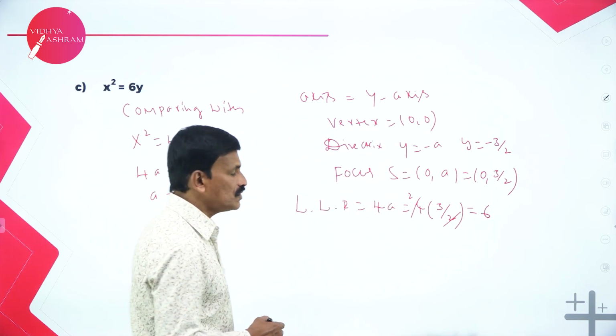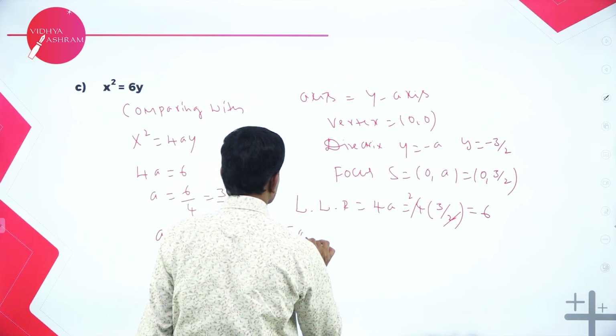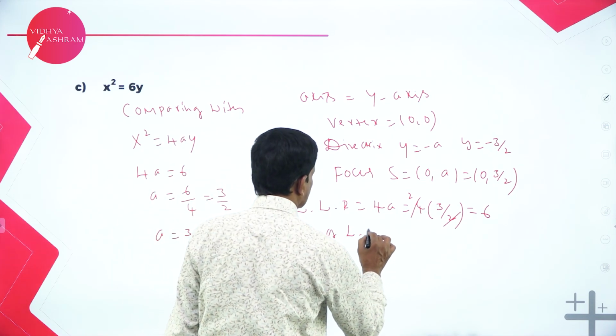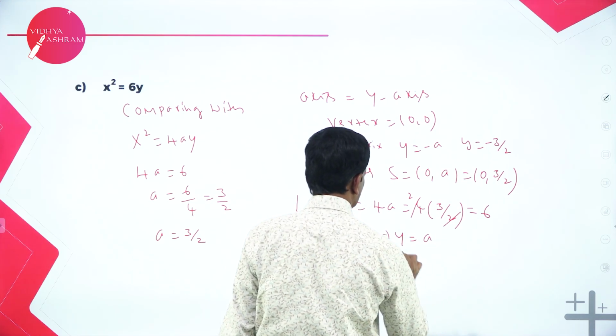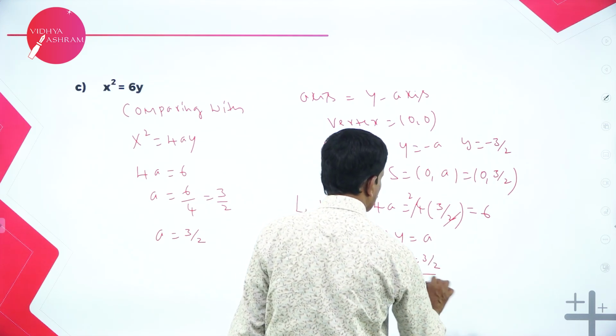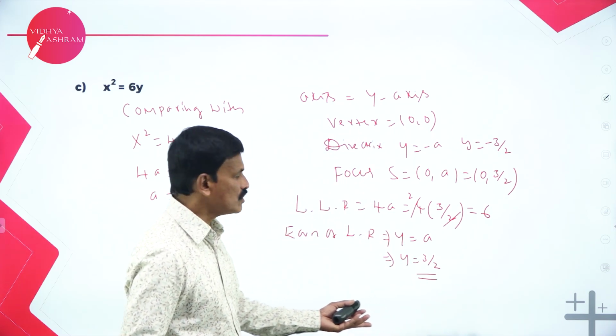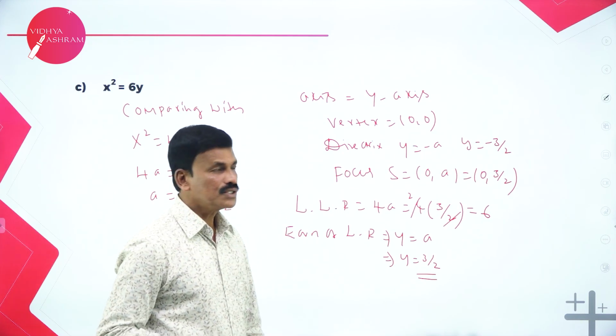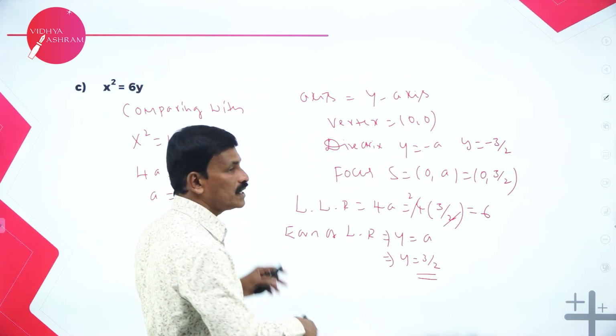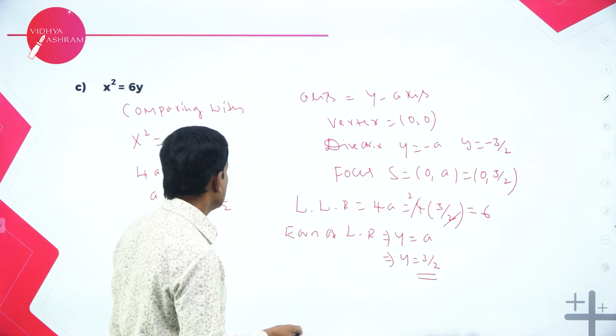And the equation of latus rectum is y is equal to a, that is y is equal to 3 by 2. So the equation of latus rectum is y is equal to 3 by 2, and the directrix is y is equal to minus 3 by 2. So this is a parabola which is opening upward. Now move on to the next problem.